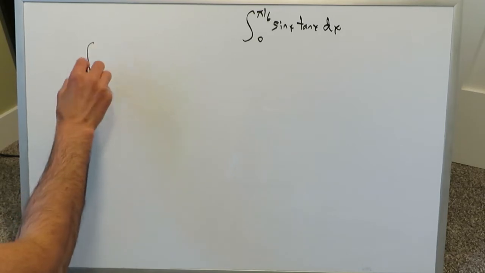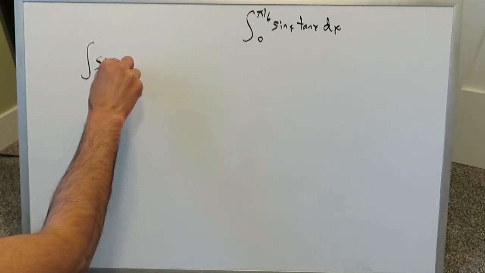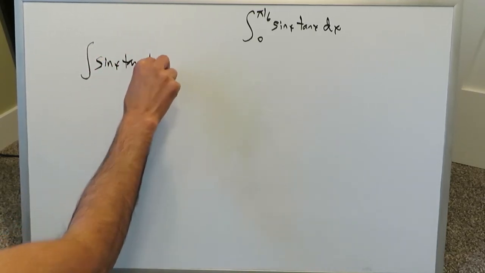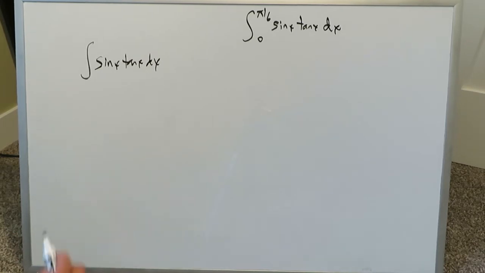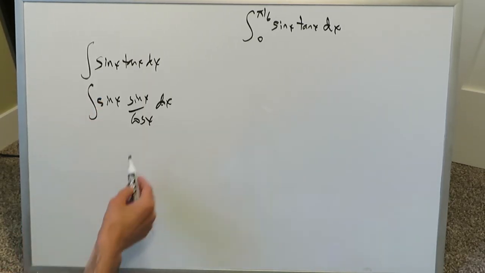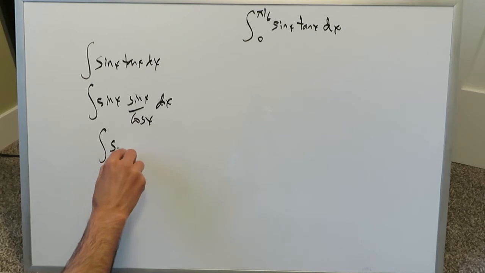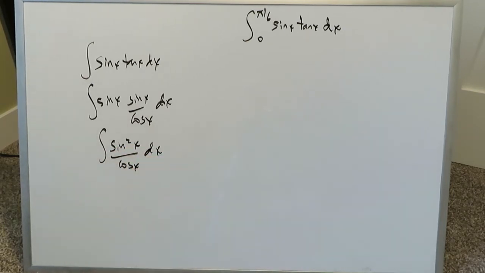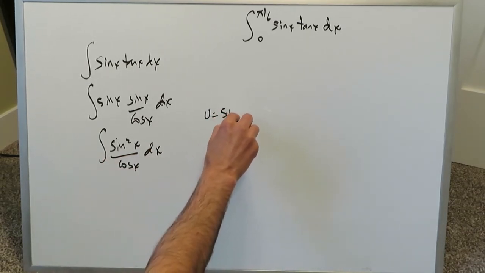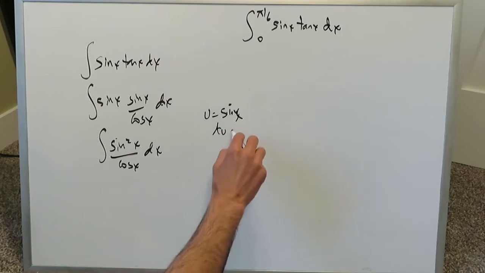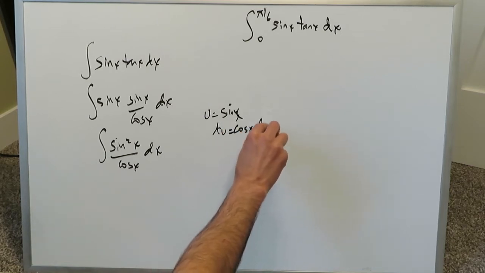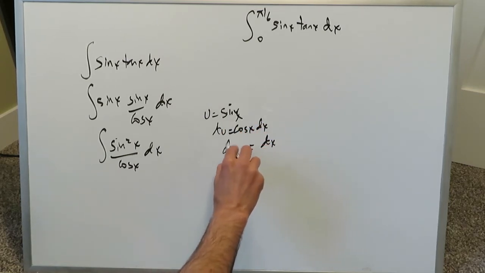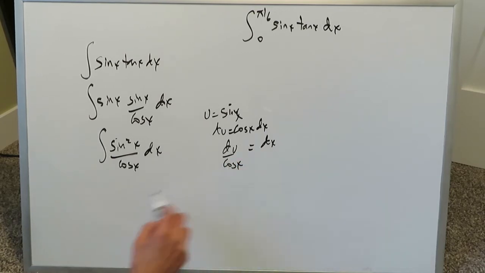If you were to ignore the intervals and just look at sine x tan x dx, tan x is equivalent to sine x over cosine x. You could essentially combine everything. You'd have sine squared x over cosine x dx. Let's pretend we can use the polynomial substitution technique. u is equal to sine x, du is equal to cosine x dx, dx is equal to du over cosine x, and see what happens.